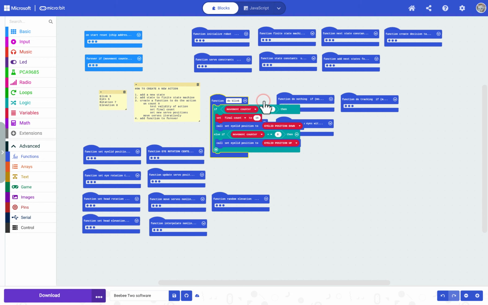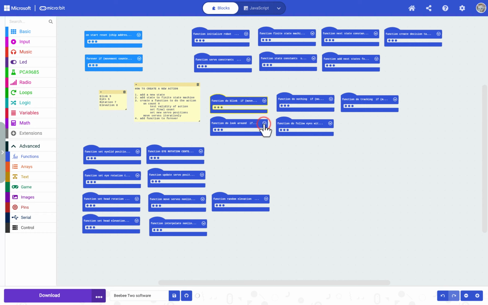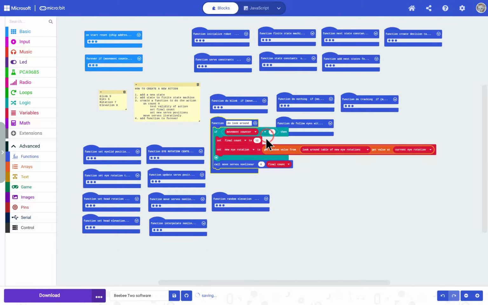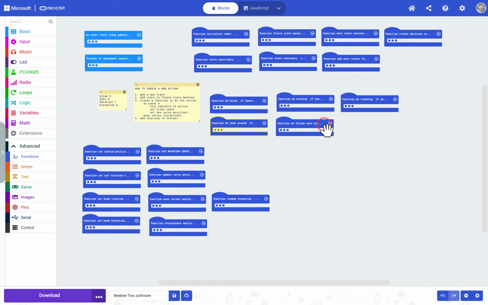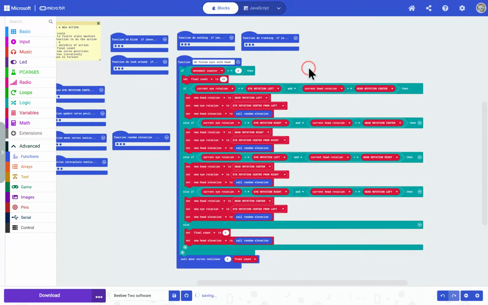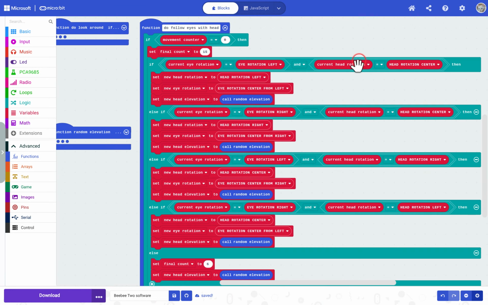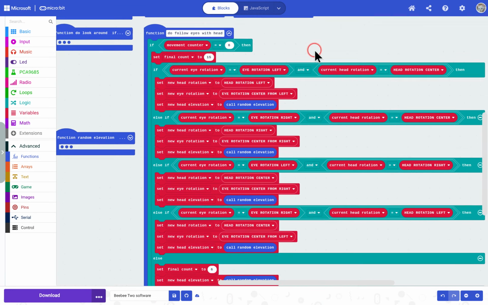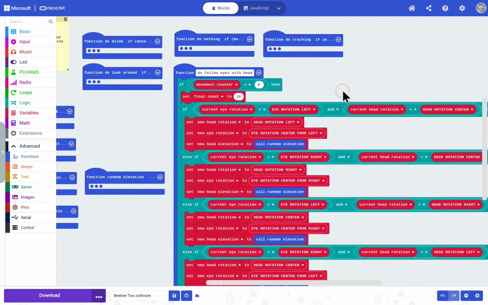Okay, so let's look at Blink. Blink is actually pretty easy to understand. Eyelids down, eyelids up. Do nothing, very easy. Look around. We have already simplified this to a table lookup. Follow eyes. Oh, my goodness. That's not good. Let's see if we can simplify it a little bit.